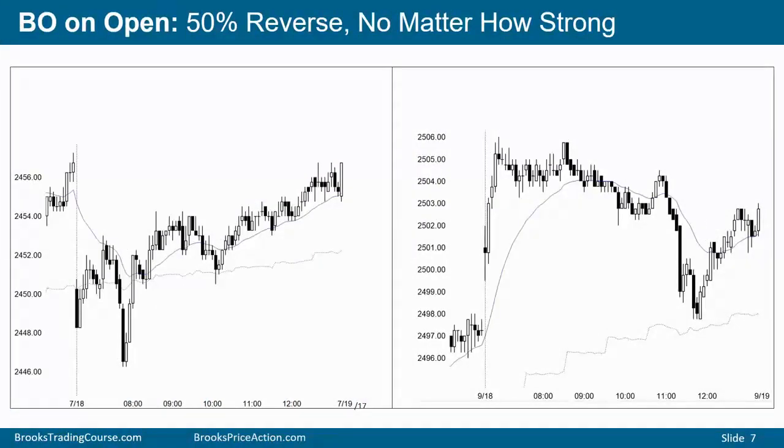This is a very important slide. It's a problem for traders starting out. They'll see a very strong breakout like this and they'll conclude that the day has to be a bear trend. Or they'll see a very strong rally on the open and they'll conclude that the day is probably going to be a bull trend. And that is wrong. On the open, no matter how strong a sell-off, no matter how strong a rally, 50% chance it's going to fail and reverse. And that takes a while to get used to, but that is the truth. 50% of strong moves on the open reverse.